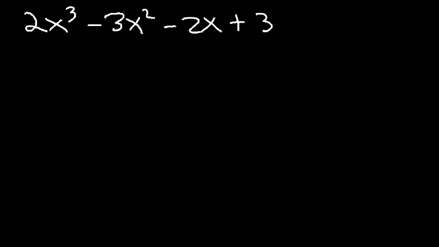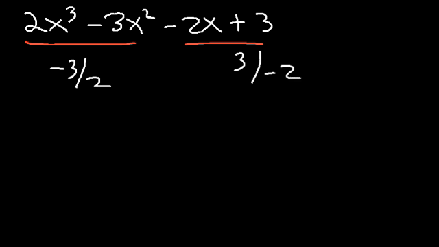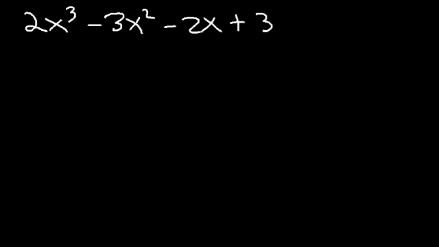Now let's go back to the original expression, 2x cubed minus 3x squared minus 2x plus 3. Notice that the first two terms have the same ratio as the last two terms. Negative 3 divided by 2 is the same as 3 divided by negative 2. Whenever you see that, you can factor by grouping at the very start. So let's do it that way.